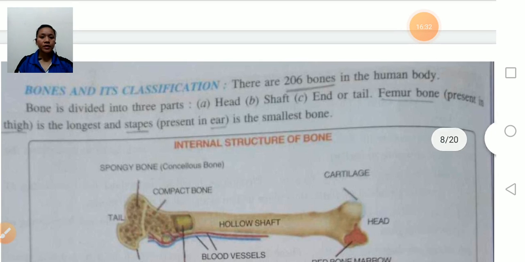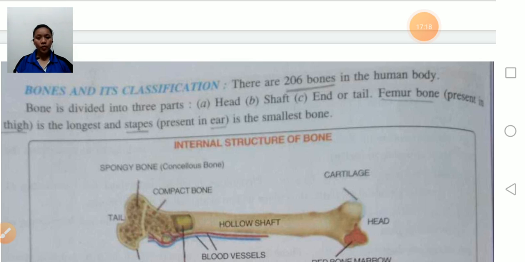Bones and their classification. There are 206 bones in the human body. But at the time of birth there are 270 bones, and these bones fuse and become 206 bones in the adult.